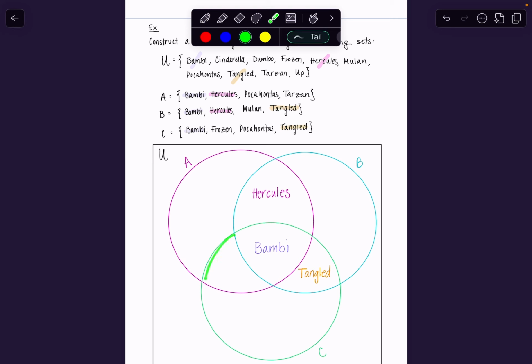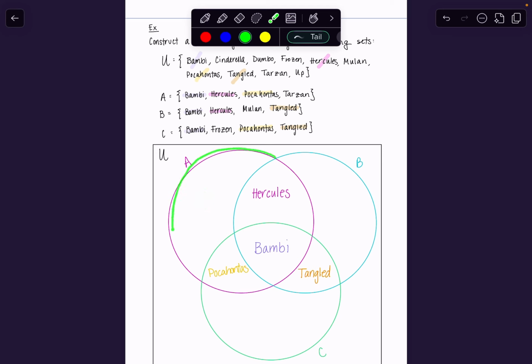And then our last intersection of circles is the stuff that's in common with A and C, but not in B. So I need to compare these 2 sets. And looking at what's left, the only movie they share in common is going to be Pocahontas. So we're going to go ahead and mark Pocahontas off. And that's going to go right here. Okay.